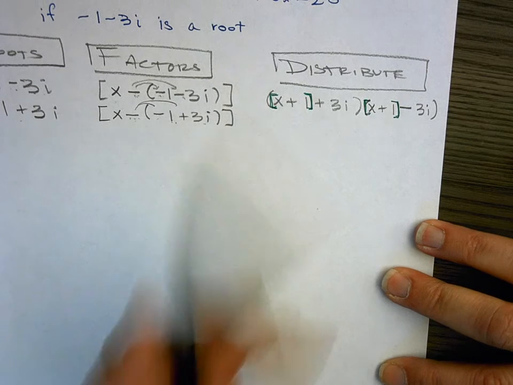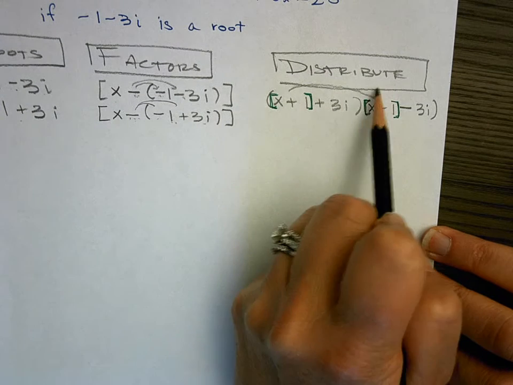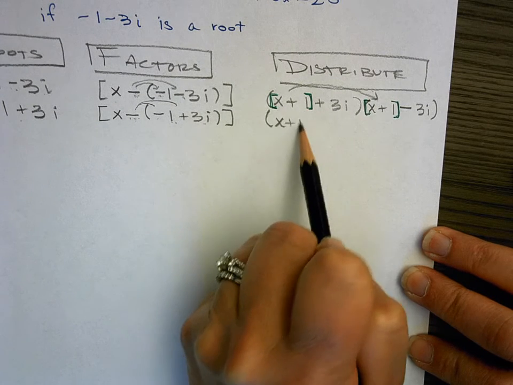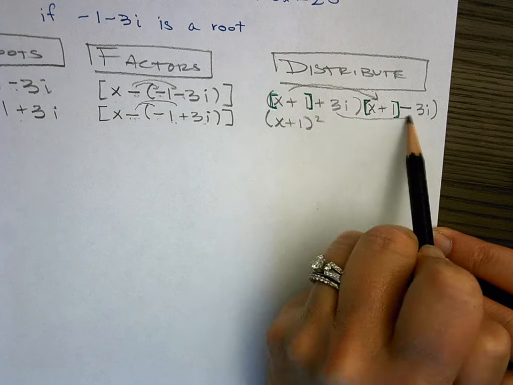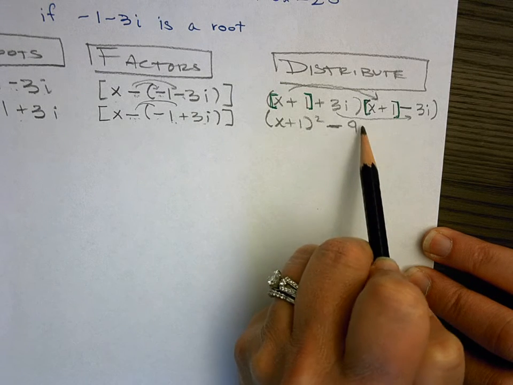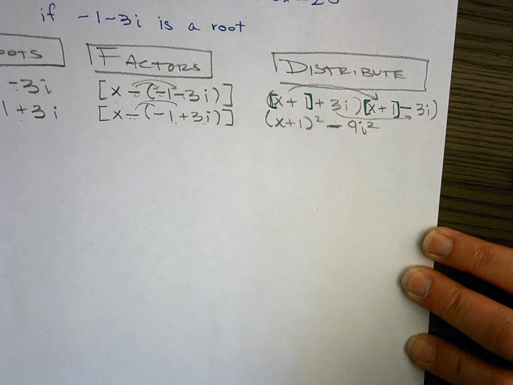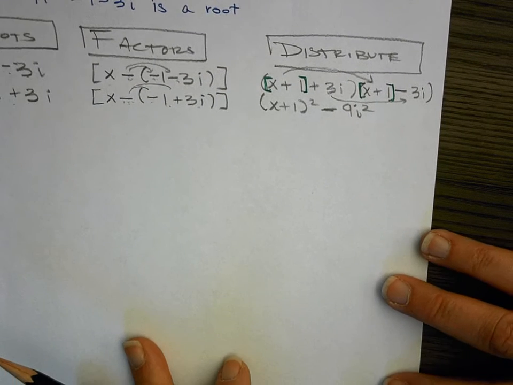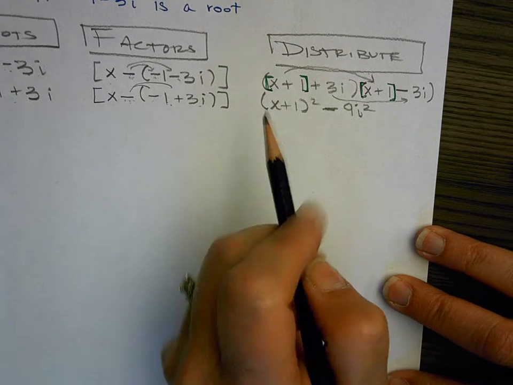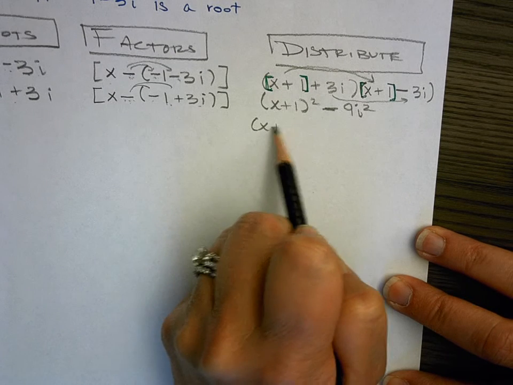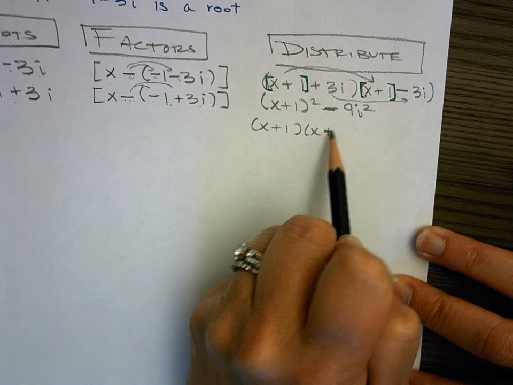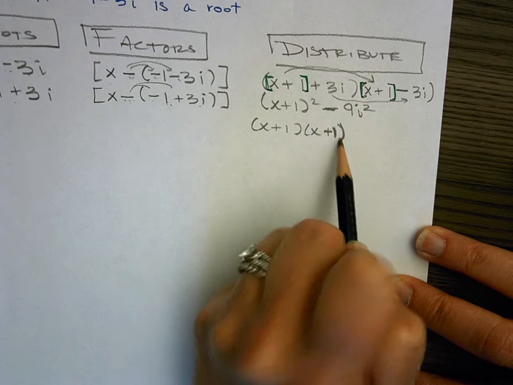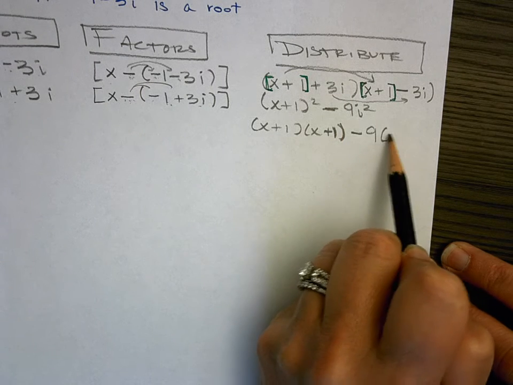So then when I distribute, I would multiply x plus 1 by itself, so that gives me x plus 1 squared. And then 3i times negative 3i, so negative 9i squared. And then I don't have to do the middle terms just like the last one because those middle terms will always cancel. Again, that's the beauty of conjugates. Okay? All right, so I want to simplify this a little bit, so I'm going to distribute this out. So squared meaning there's two of them. And then i squared is the same as negative 1.